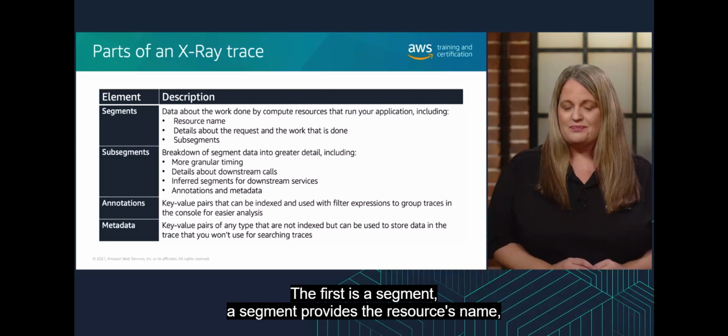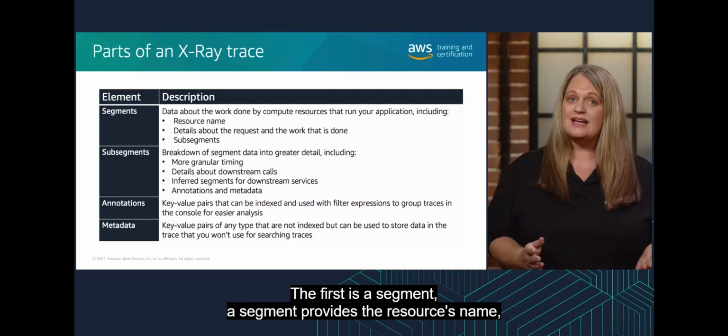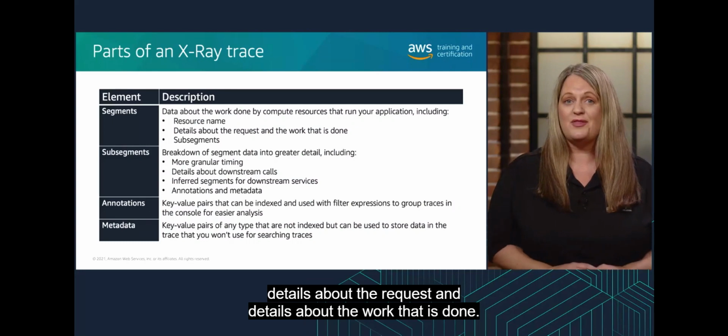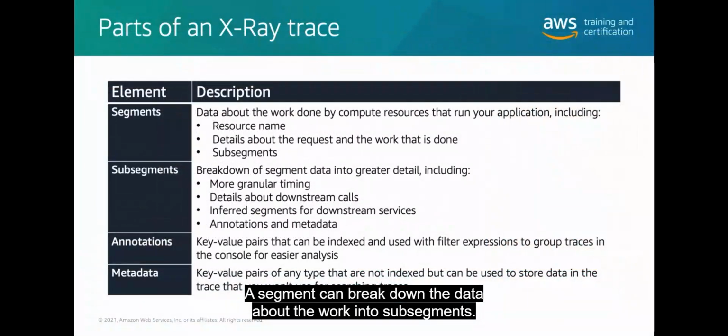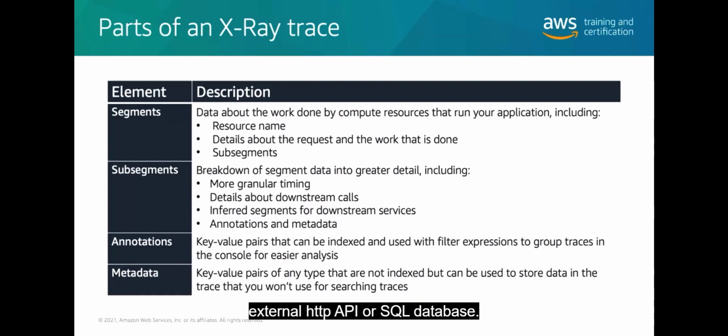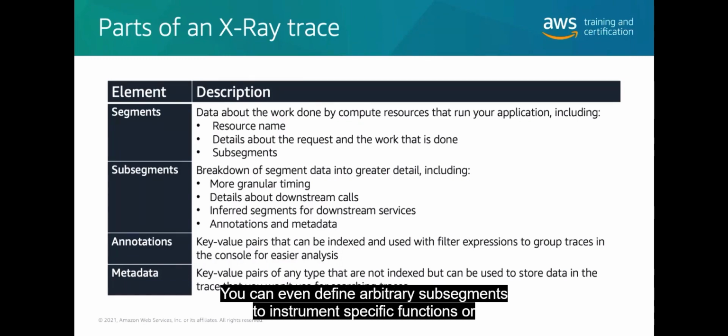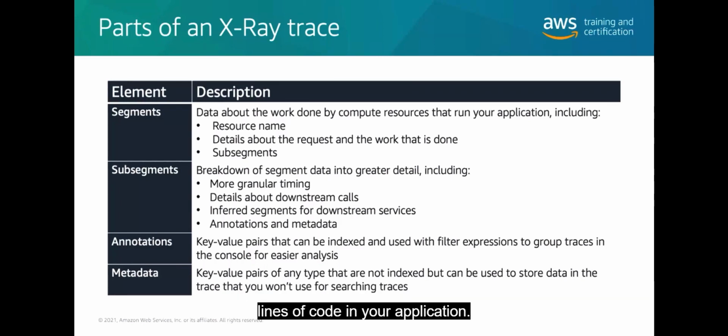An X-Ray trace contains a few parts. The first is a segment. A segment provides the resource's name, details about the request, and details about the work that is done. A segment can break down the data about the work into subsegments. Subsegments provide more granular timing information and details about the downstream calls that your application made to fulfill the original request. A subsegment can contain additional details about a call to an AWS service, external HTTP API, or SQL database. You can even define arbitrary subsegments to instrument specific functions or lines of code in your application.